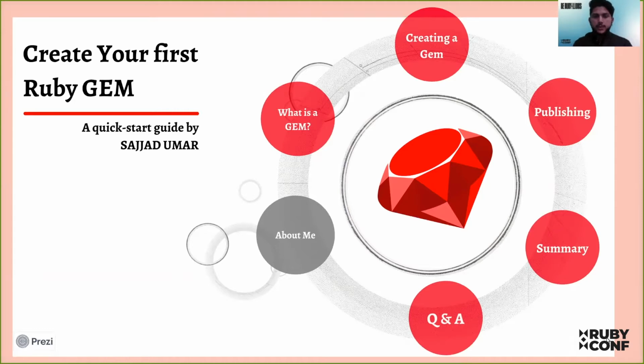Do you guys know that currently there are 10,892 gems published on rubygems.org with over 62 billion downloads? Today, I'll be discussing how you can create your first very own Ruby gem so that we can increase that number.